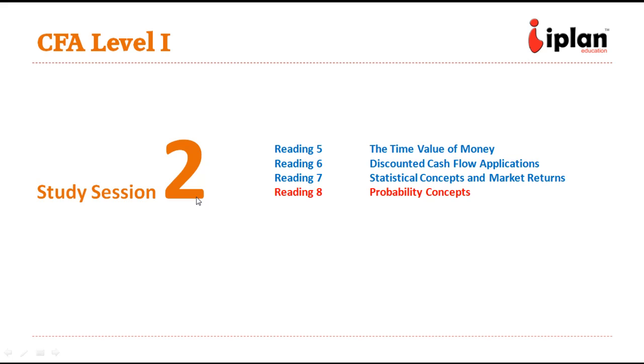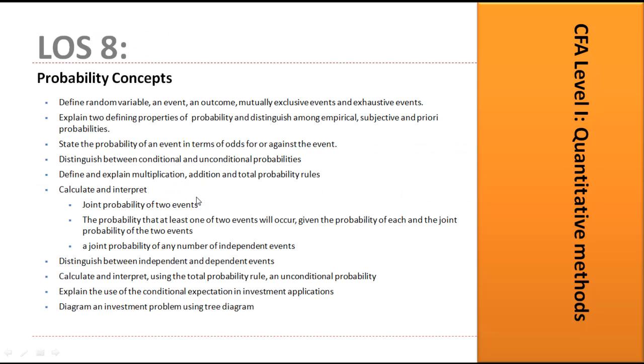Now let us discuss reading 8 of study session 2, the probability concepts. Here we'll talk about the random variable, an event, outcome, and mutually exclusive and exhaustive events. Then we'll explain two main properties of probability and we'll distinguish among empirical, subjective and a priori probabilities.